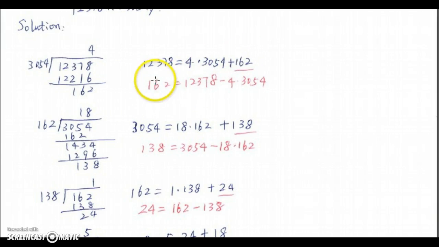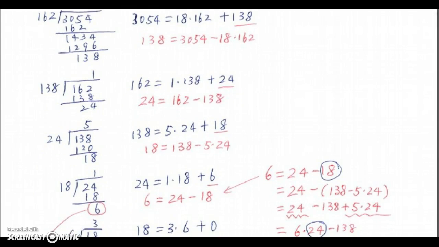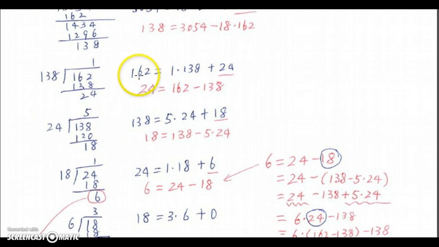So that's the remainder. And similarly here, 138 equals 3,054 minus 18 times 162. And 24, the remainder, equals 162 minus 138.